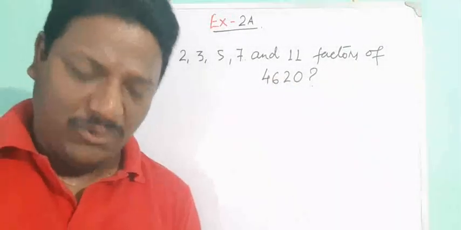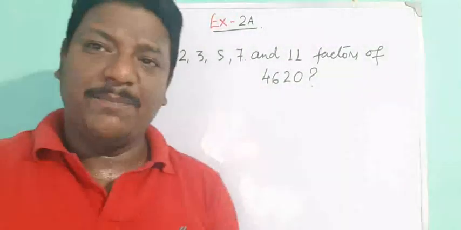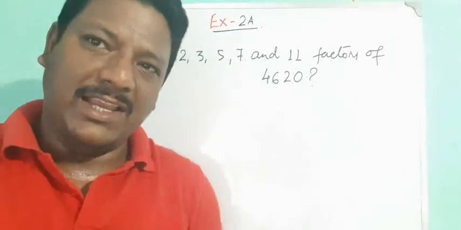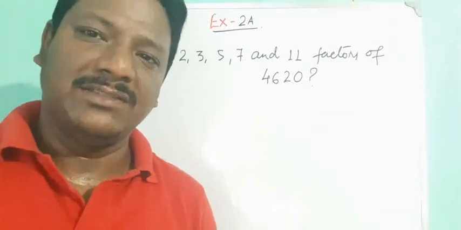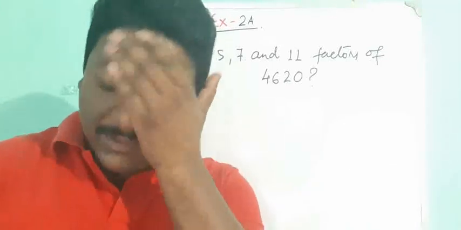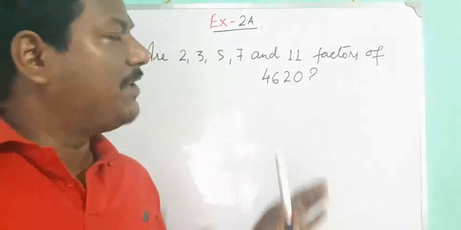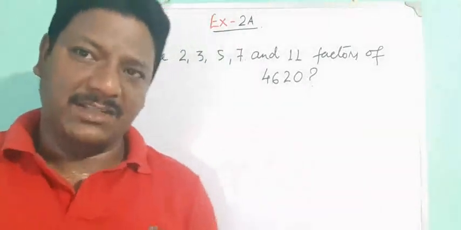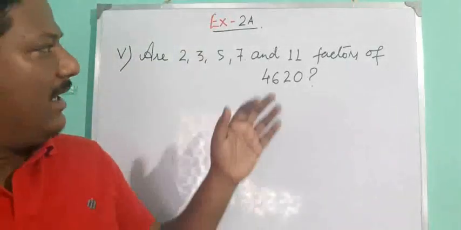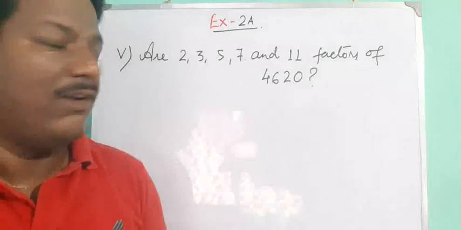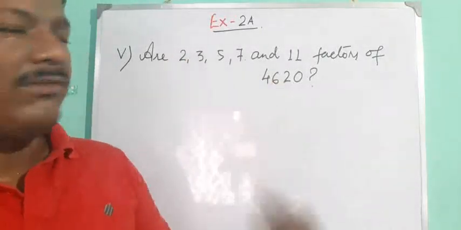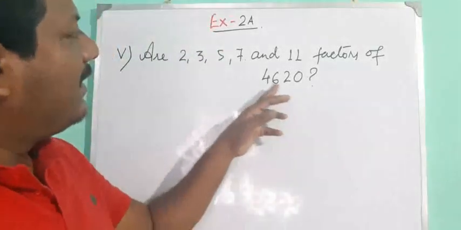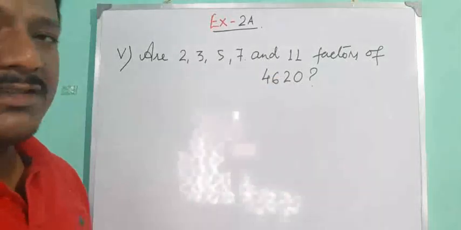In the next exercise, in another chapter, it speaks about divisibility, which I will teach you in my next video. If you know divisibility now, you can answer this question very easily. But suppose we have not learned divisibility yet, so let me find whether these are factors of the given number or not. For this, let us divide the given number by the factors that we have.